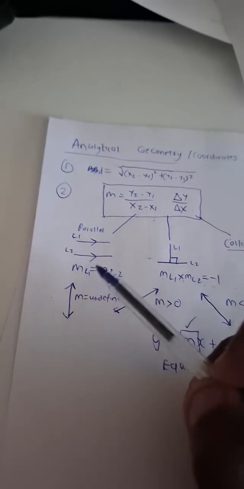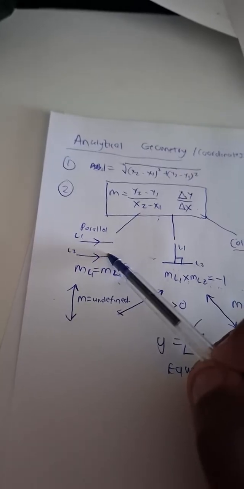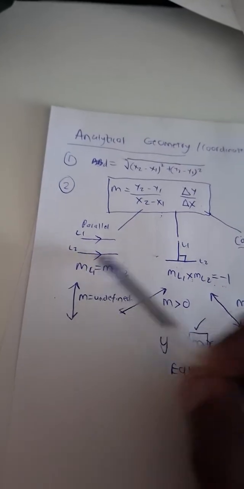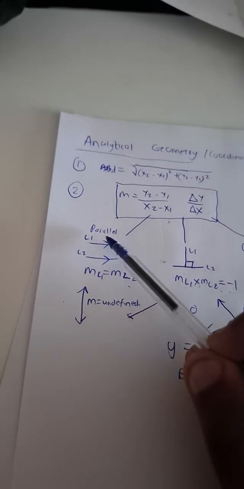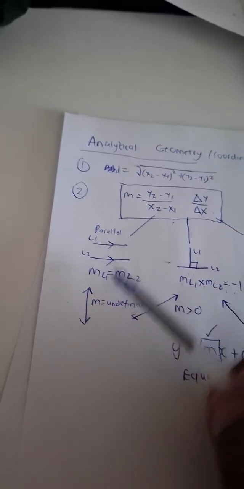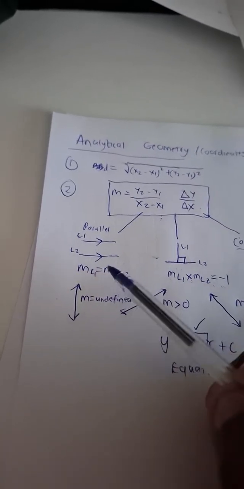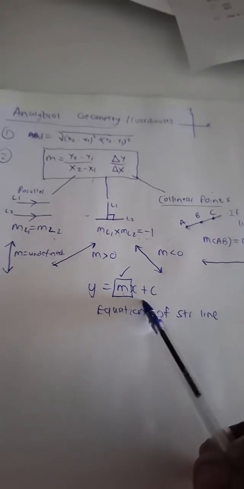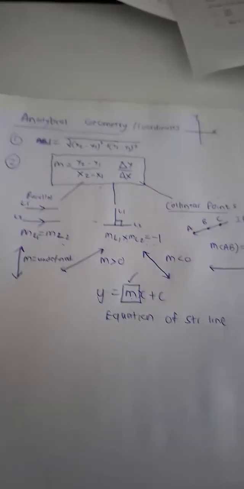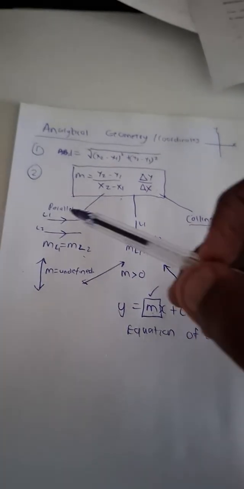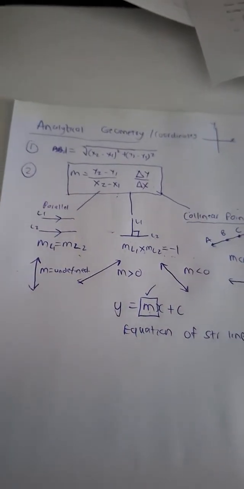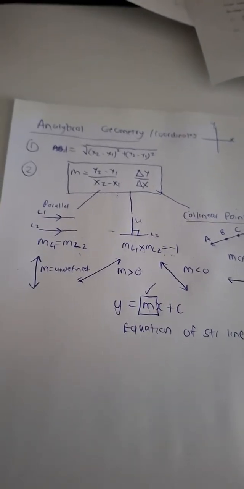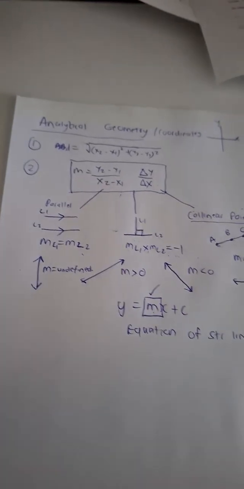Because these lines are parallel, we know that we can state what the gradient of this line is, because if we know the gradient of this line, for parallel lines, the gradients are what? They are equal. So we use these things whenever we are given questions where we are told the equation of a line is, the equation of another line we do not have. What is the equation of that line?